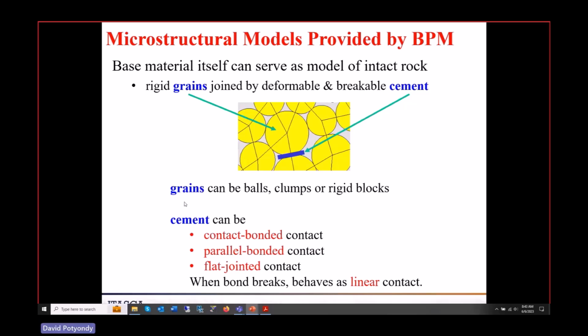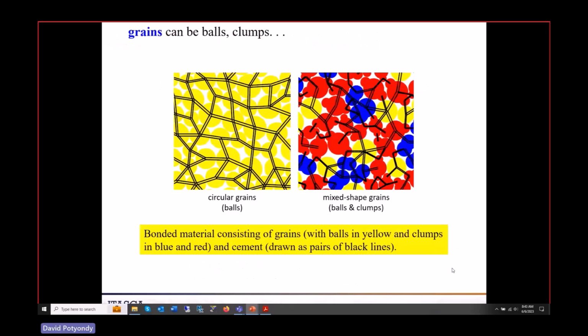So there we go. The grains are particles, balls, clumps, rigid blocks. The cement is the type of contact model. So contact bonded, parallel bonded, flat jointed contact. And when the bond breaks in these systems, it behaves like the linear model. Remember KN, KS, and friction, no stickiness. There are also some newer contact models called soft bonded and subspring network that we can do.